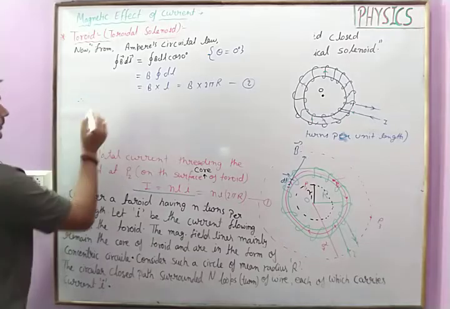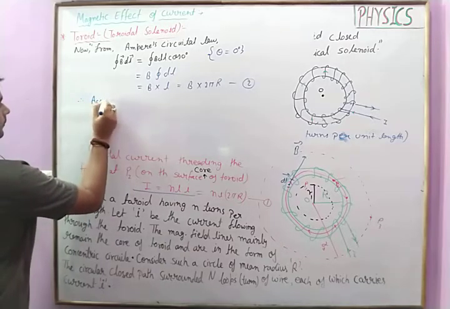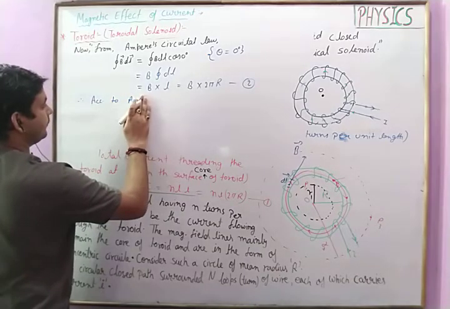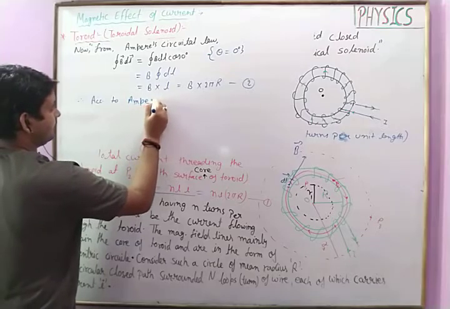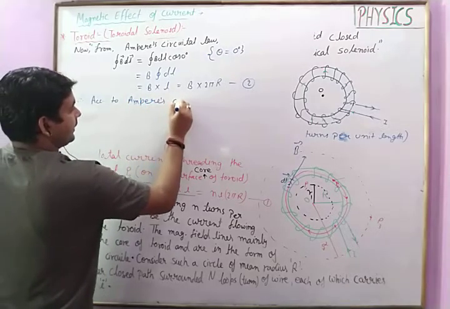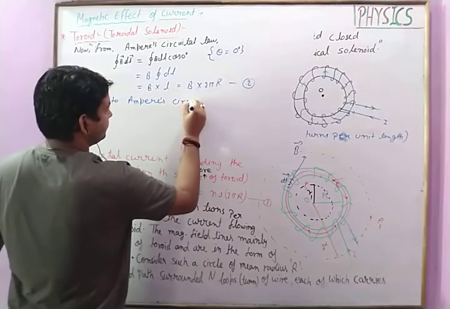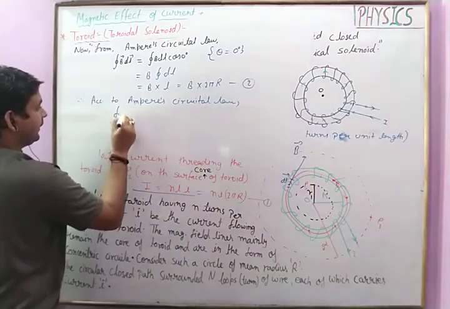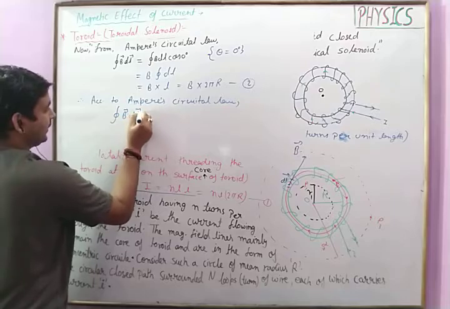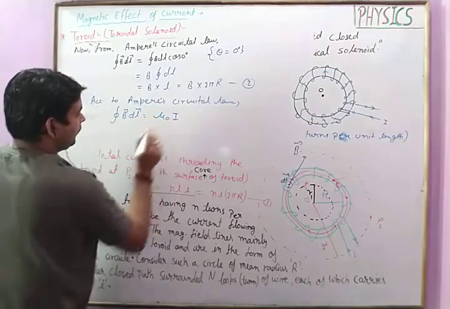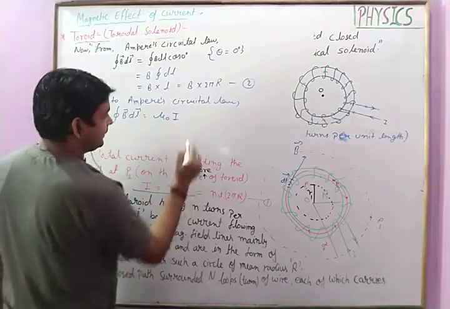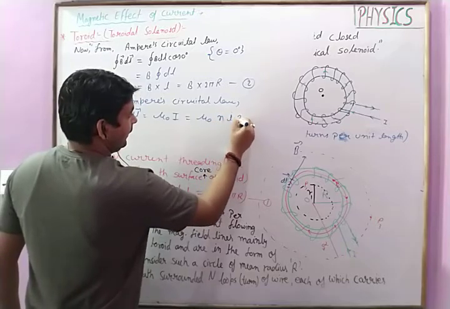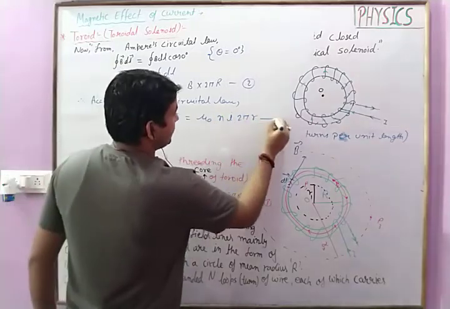Therefore, according to Ampere's circuital law, the line integral of magnetic field B dl is equal to mu naught into I, and the total current is mu naught N i 2 pi R. Okay, this is equation third.